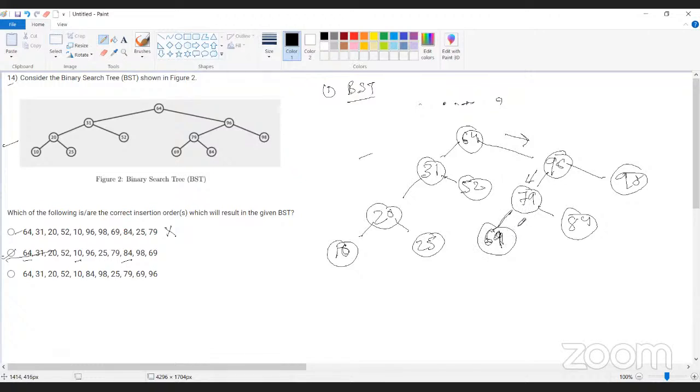Why can't we put 69 attached to the 84? See, in the BST, you know that the left subtree is less than the root node and the right subtree is greater than the root node. If you insert, got it. Okay, thanks. Any doubt? Thank you. No, thank you. This was the doubt. Okay, so we'll move to the next question.